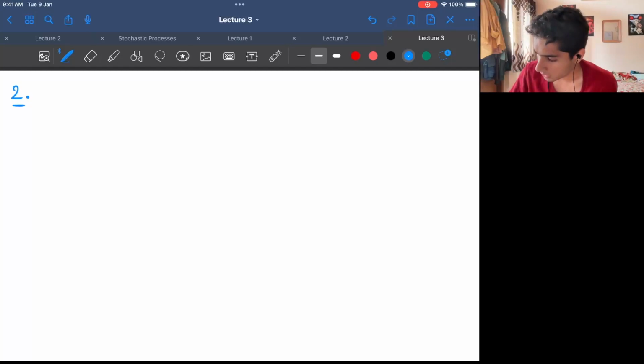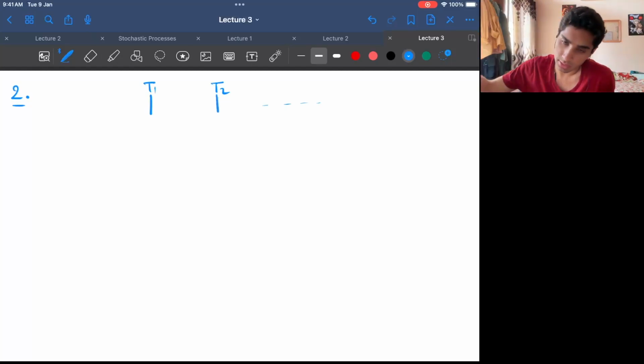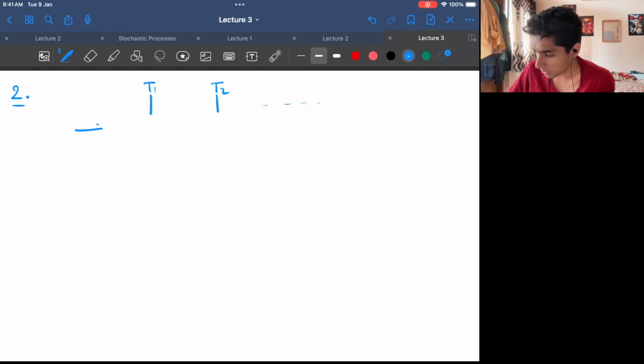And there are consecutive traffic lights in the city. Okay, let's say this is traffic light 1, this is traffic light 2, and so on, right? You can think of infinitely many traffic lights. Okay, and a motorist is going to travel through this road, and he is going to encounter each of these traffic signals T1, T2, T3, and so on.